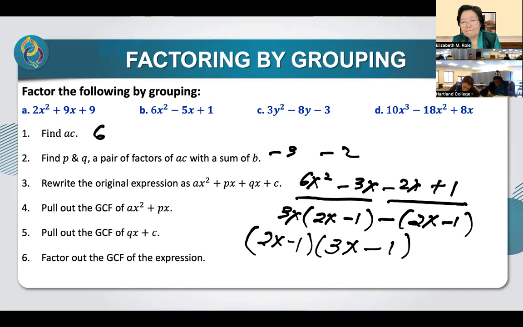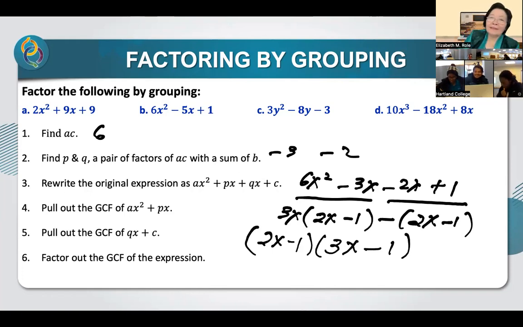We're good? Try letter C. I solved letter C already. What's your answer? 3y plus 1 times y minus 3. Good, just correct. Just proceed.